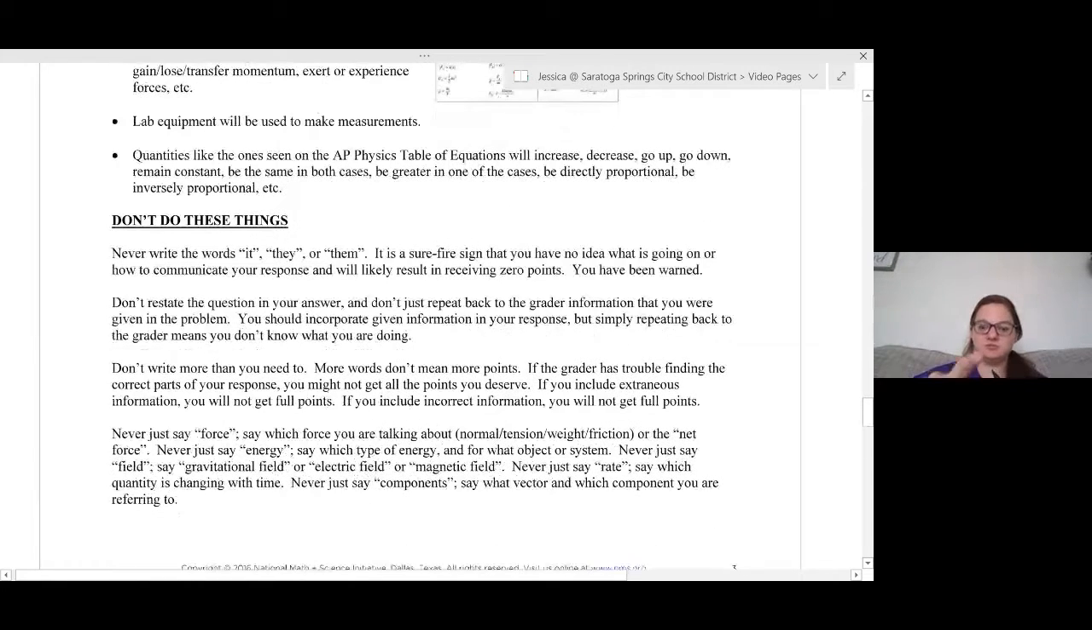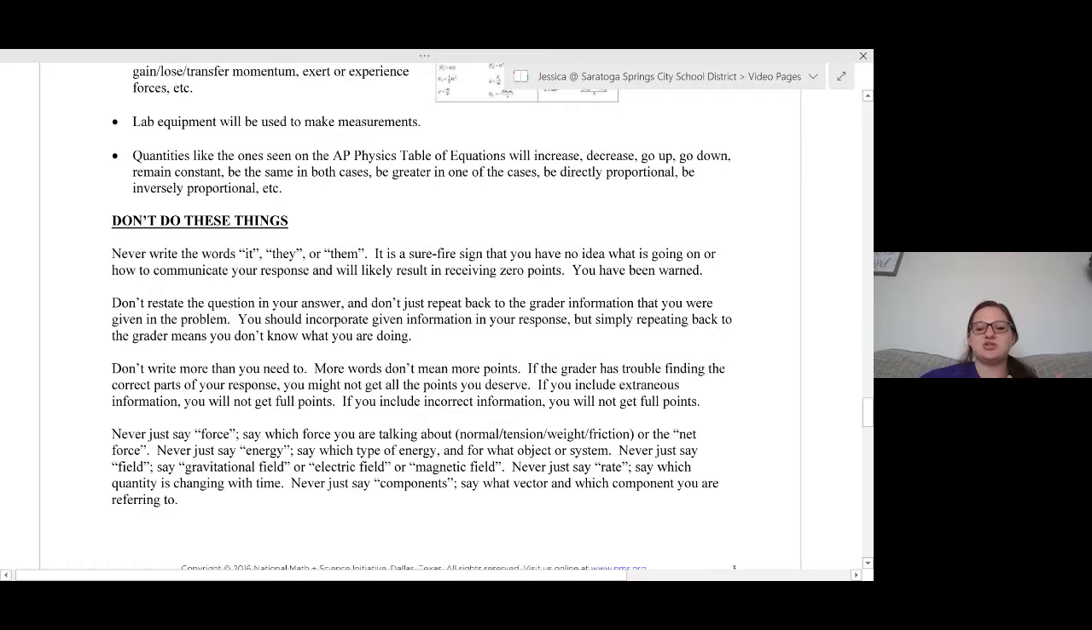Don't do these things. Okay? Don't write it, they, them. It's a sign that you don't know what's going on, if you're saying it, they, them. If you can't specifically say what's increasing or decreasing, that kind of lets the reader know that you maybe don't know what's happening, okay? And could result in you not getting points for that statement. Even though your statement might be correct, if you're not using the specific noun, then the AP reader can't be sure that you know what you're talking about. I don't grade your tests. Somebody else out in the continental US grades your tests, not me, okay?